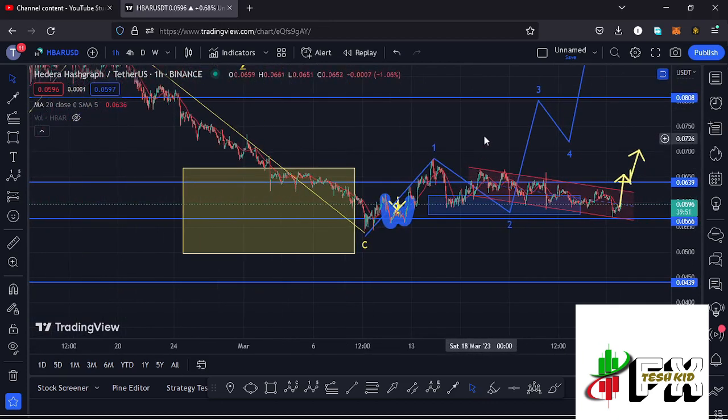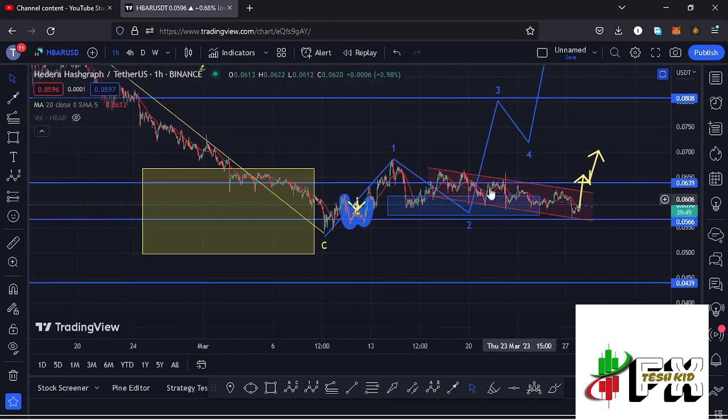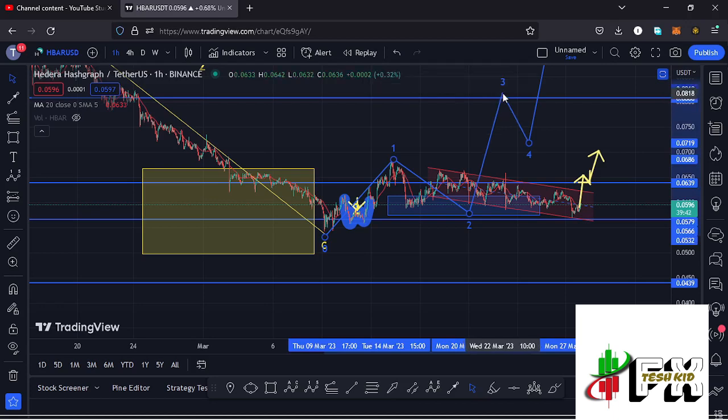Continue waiting for that confirmation that you have bottomed out in the formation of this wave 2, so that we can be able to ride our massive bounce to the upside in the formation of that wave 3 to the upper side. So that is what I'm expecting here on the short-term scenarios.